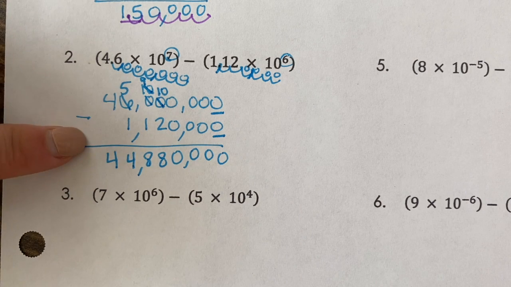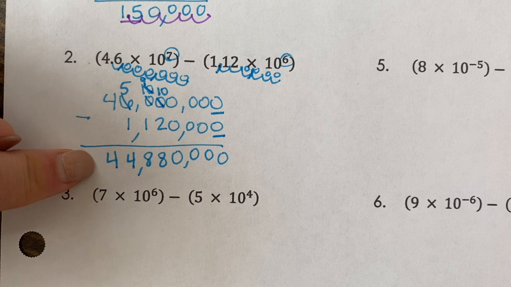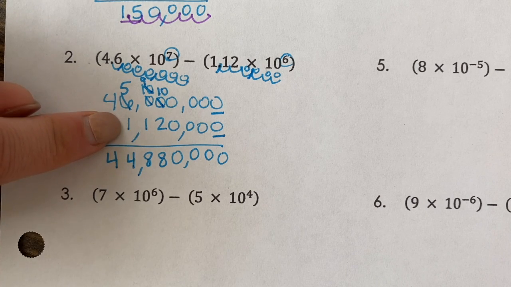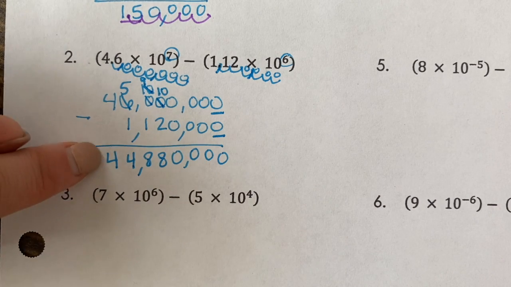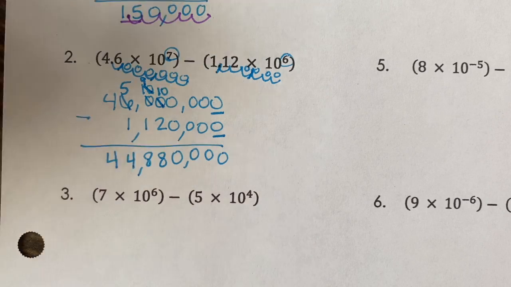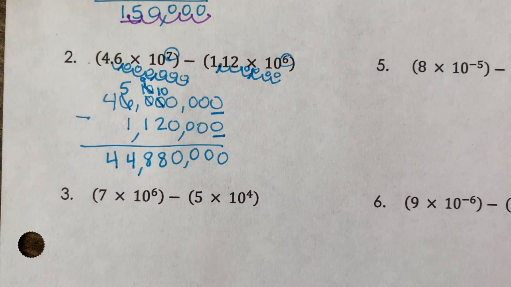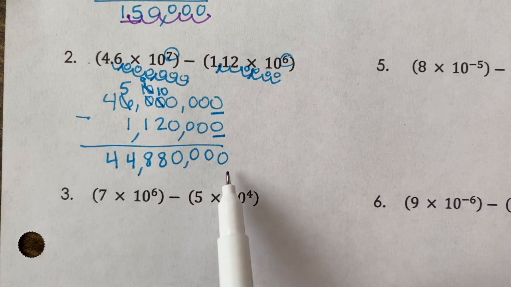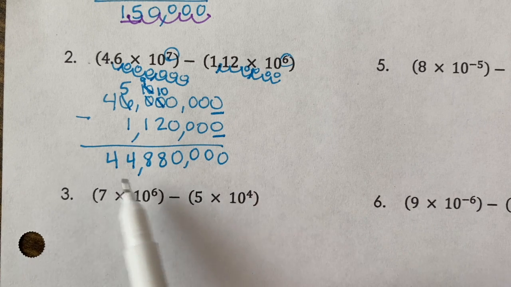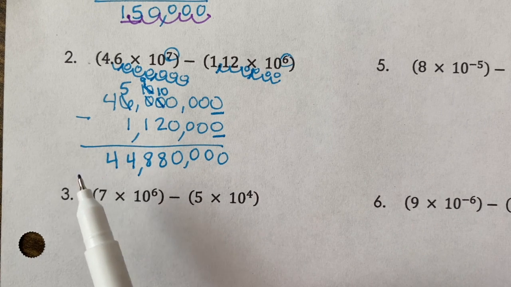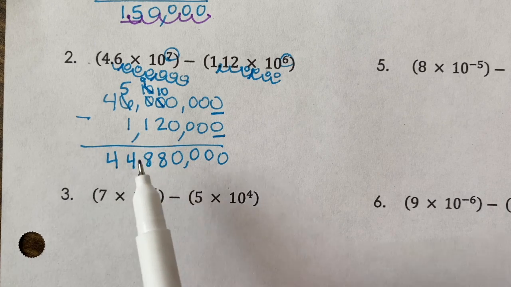44,880,000. And if you think about these numbers, your answer actually makes sense. You're only subtracting 1 million of that and a little bit more, so you need a number that's pretty close to the original. All right, so this is the correct answer. However, we have to rewrite it in scientific notation. So this number is way larger than 10. So we need to move our decimal so that it's equal to or greater than 1, but less than 10.